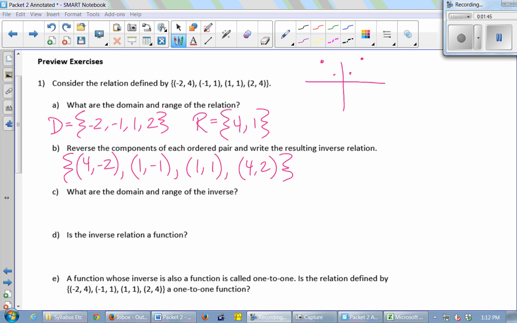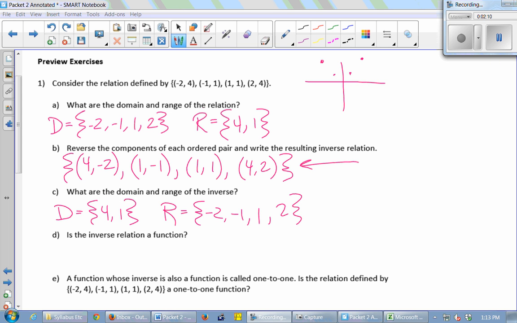What's the domain of this inverse relation? 4 and 1. And what's the range? Okay, so do you see how the domain and the range of the inverse relation are related? They changed? Yep.